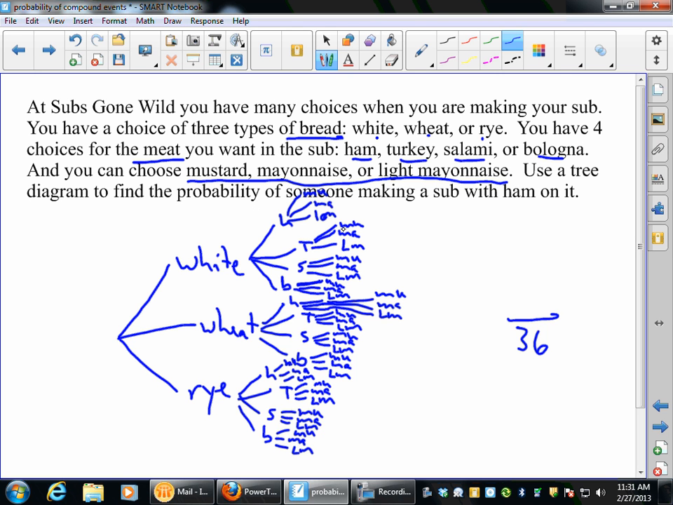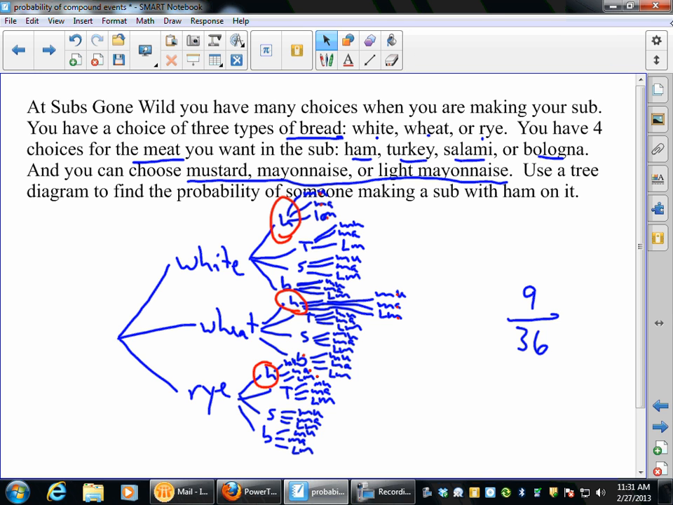Now I've got to find how many subs have ham on them. Well, I see up here, here is ham. So there's 3 subs there that have ham on them, right? Down here, there's another ham, 3 more subs. And over here, there's a ham with 3 more subs. So I have 3, 6, 9 different subs that have ham on them. So my probability would be 9 out of 36.